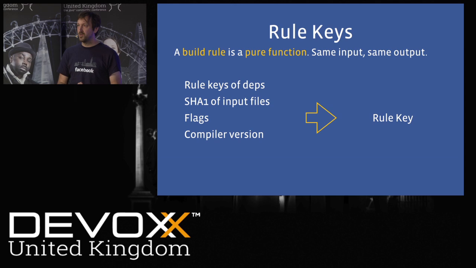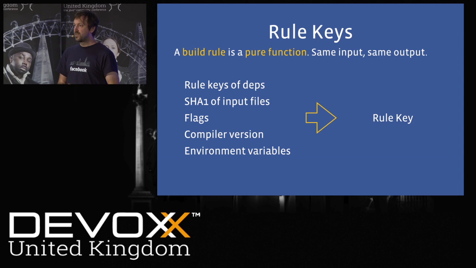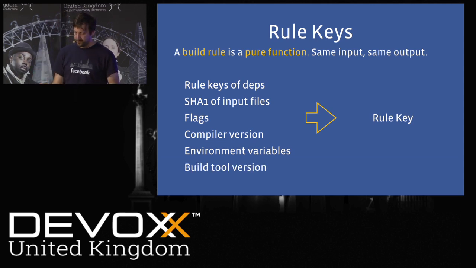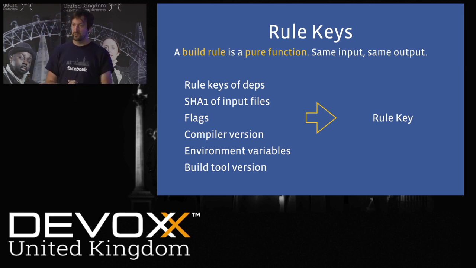Normally it boils down to someone having done something with their path or their LD library, so there are key environment variables that feed into this. I think we've basically got all we need for the rule key, except we update the build tool from time to time, and that changes the way that we build things. So you want to encode the build tool version into this rule key.